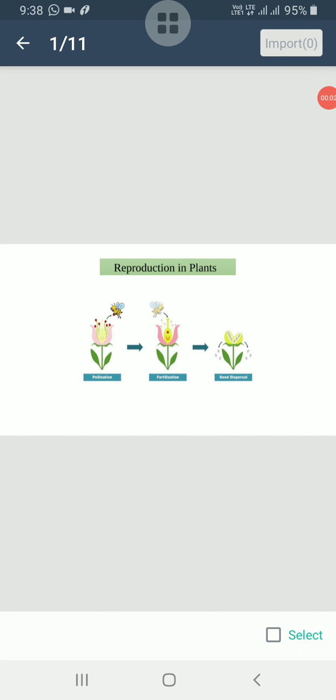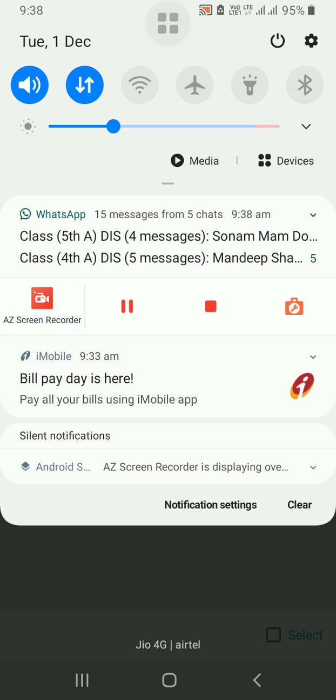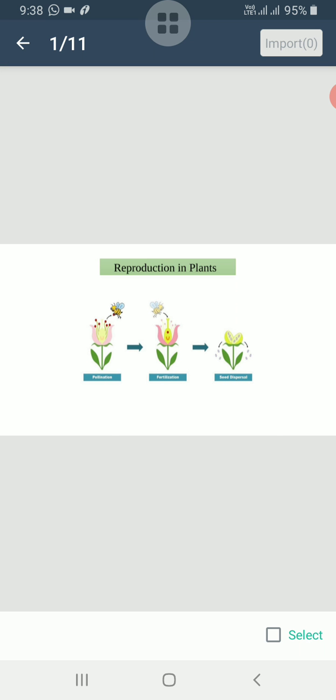Hello students, today we are going to start our new chapter, reproduction in plants. All living things ultimately die, but before they die, many of them produce young ones of their own kind. The process of producing young ones of their own kind is known as reproduction. It is because of reproduction that life continues from generation to generation.